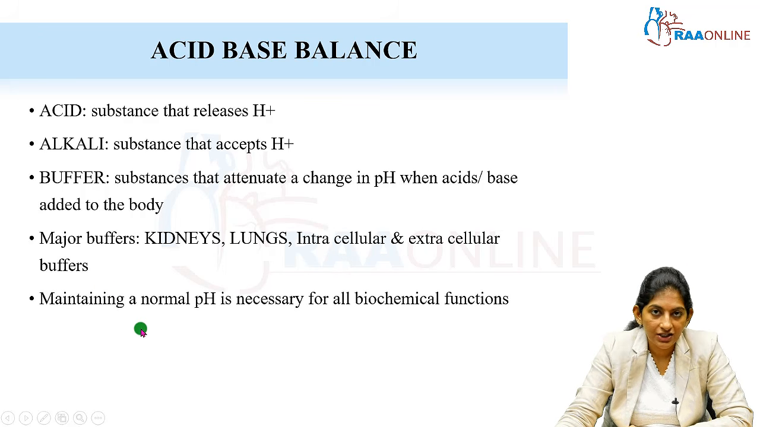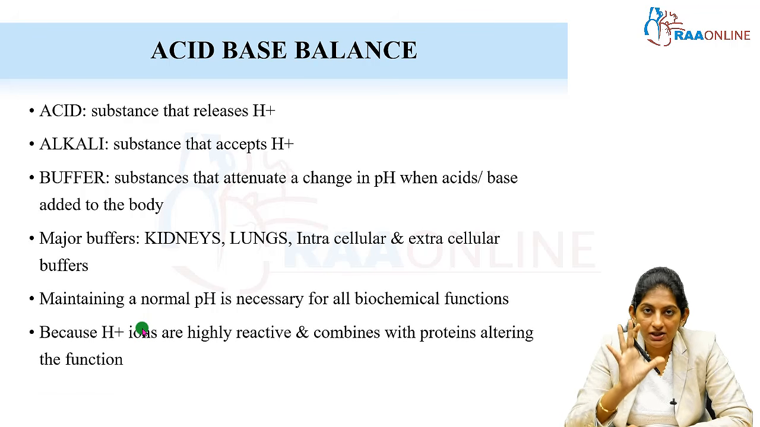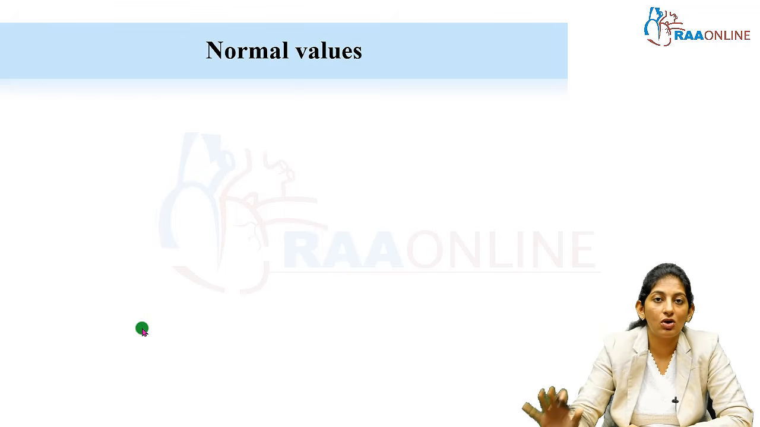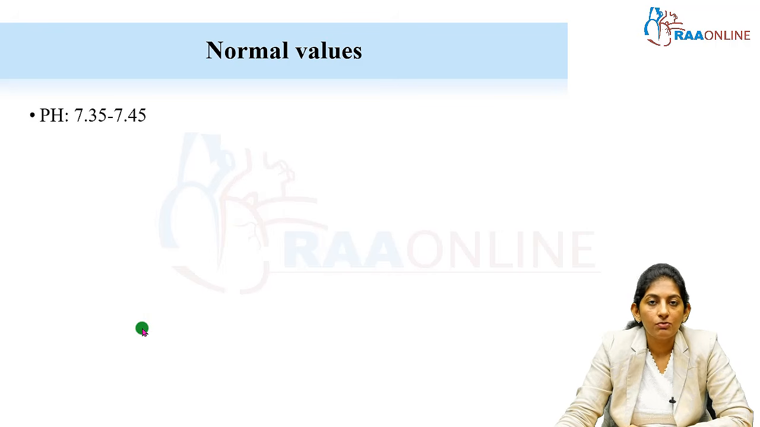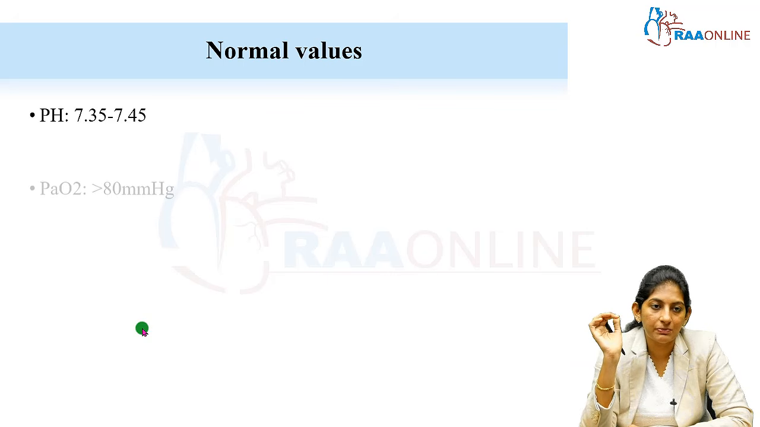So why does this pH have to be maintained normally? The normal pH, 7.35 to 7.45, has to be maintained for all the biochemical functions inside the system. The H+ ions which are added in the system are highly reactive. They will immediately go and combine with the proteins and alter the functions immediately. So before going on to the buffers, let's take a look at the normal values. So what is the normal pH? 7.35 to 7.45. So 7.4 we normally consider as the midpoint of this normal range.